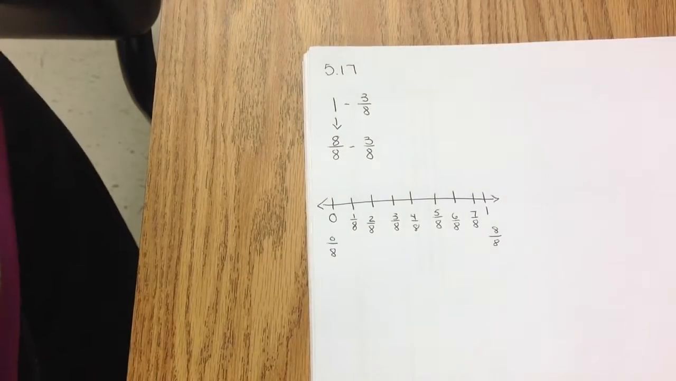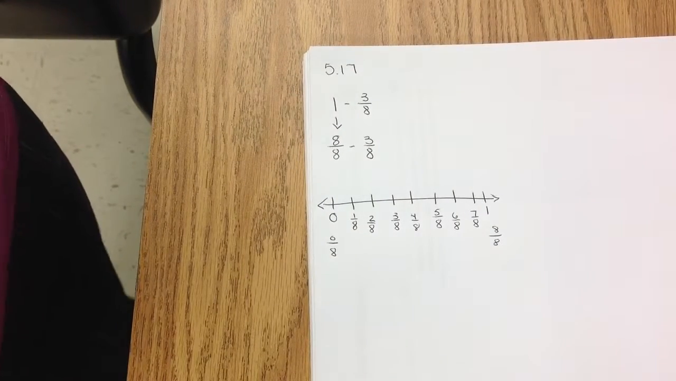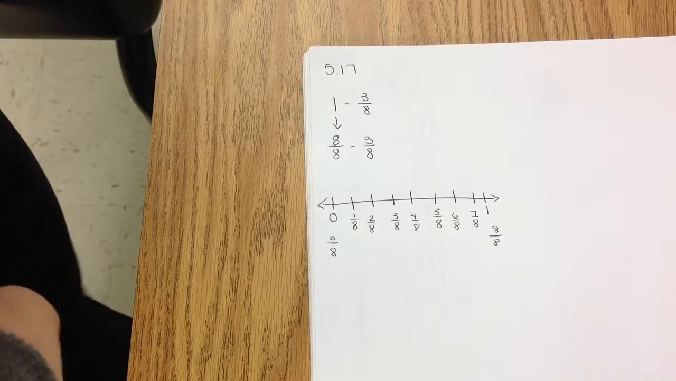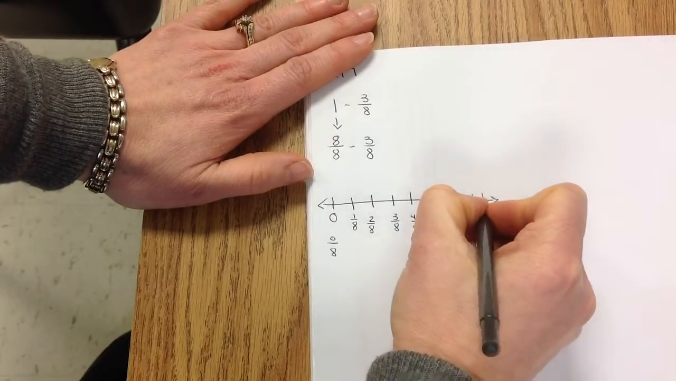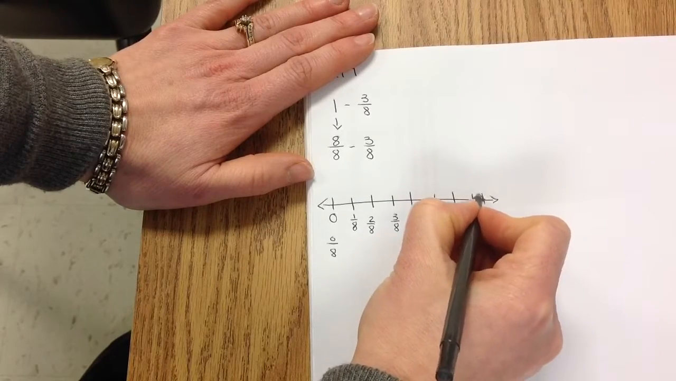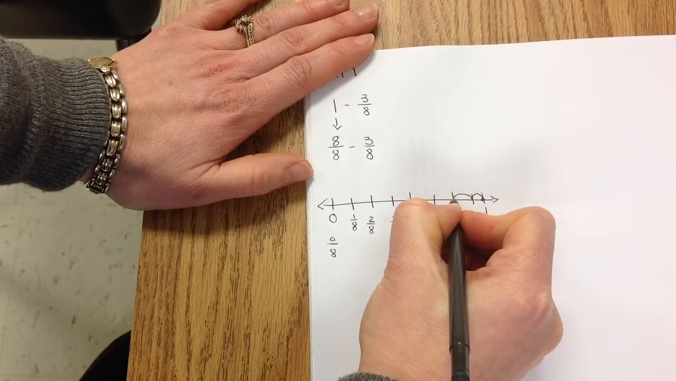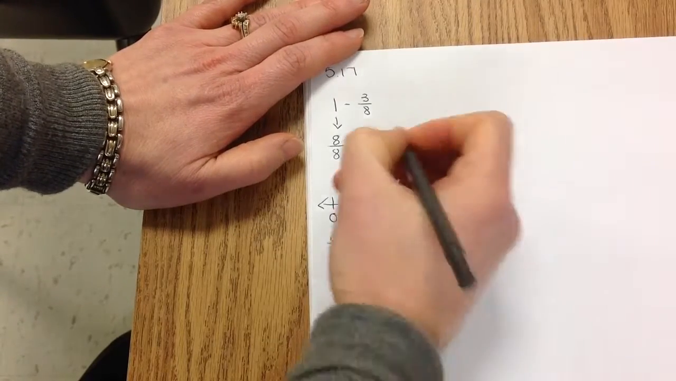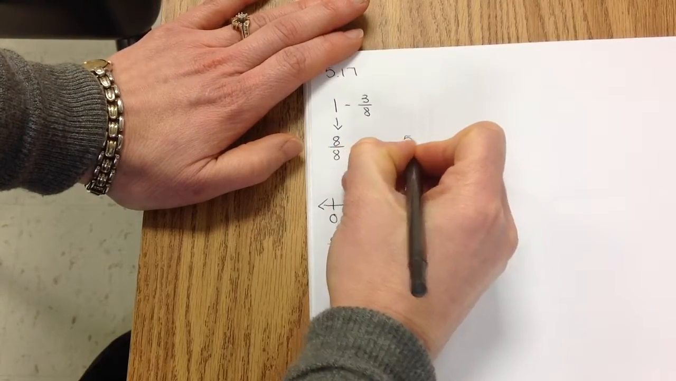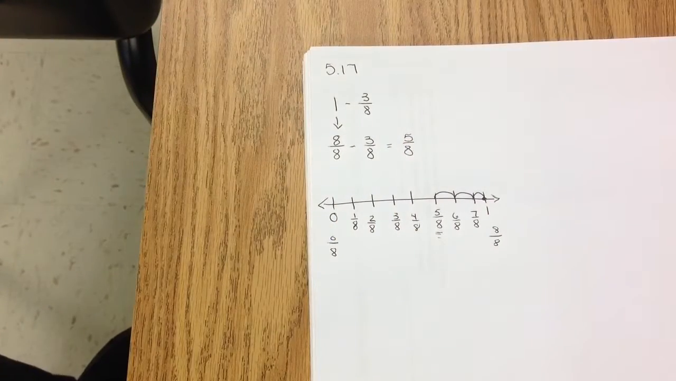This is what you should have come up with. And what we're going to do is start at our 8/8 point. We're going to subtract 3/8. So start at your 8/8 and go back 3/8. 1/8, 2/8, 3/8. So you should have ended up with 8/8 minus 3/8 is 5/8.